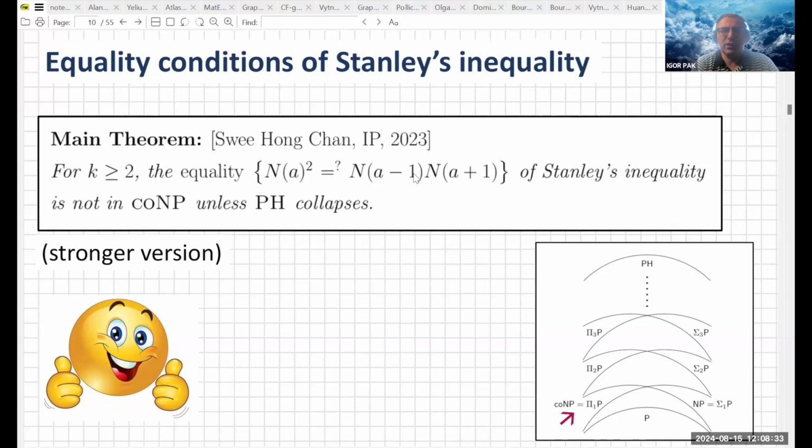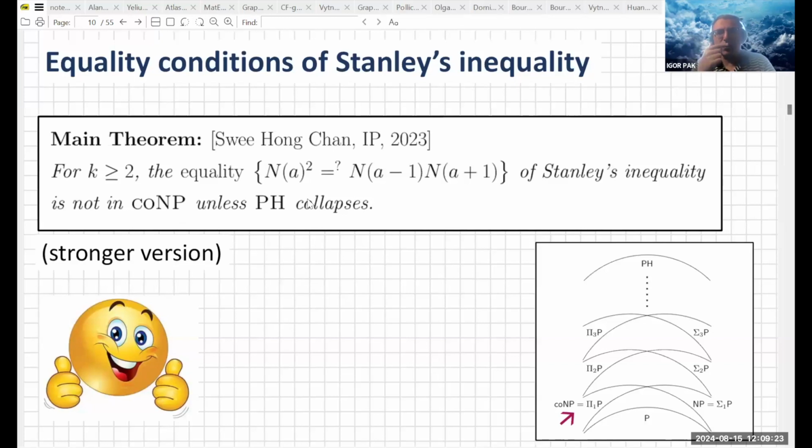So our main question is the equality condition of this inequality. That's what Stanley originally asked. And we're saying that there is a stronger result than the one I showed: this equality condition is not in CoNP. Again, CoNP is the opposite of NP, and we're saying that if this was an inequality, so one side is strictly bigger than the other side, then you would not have a witness which you can test in polynomial time. If this wasn't CoNP, then the opposite would be in NP. So there would be a witness for the non-equality, and we're saying that that's impossible unless PH collapses.